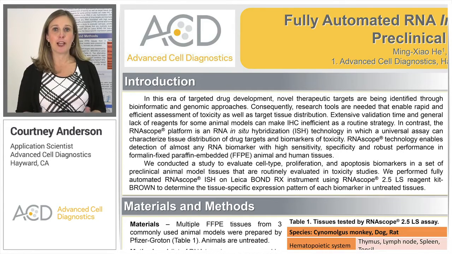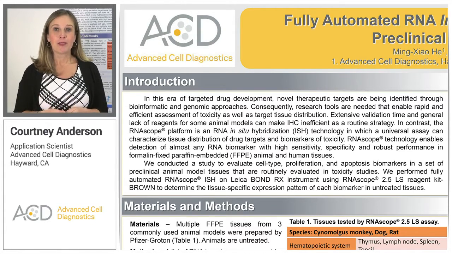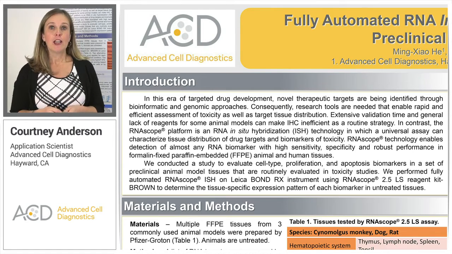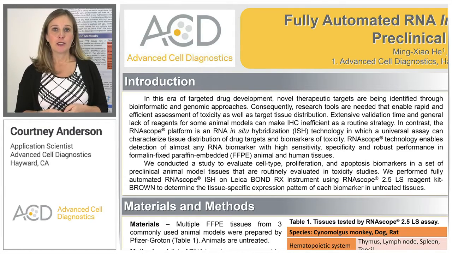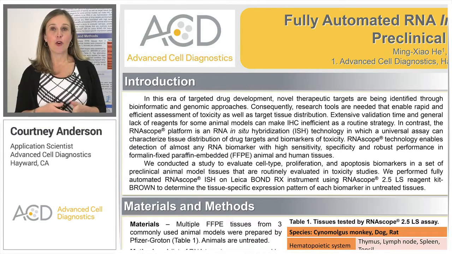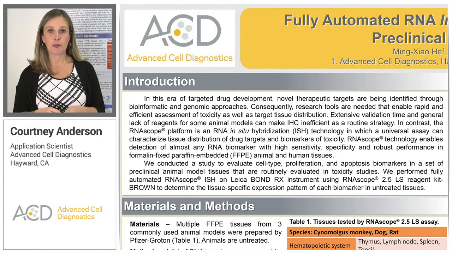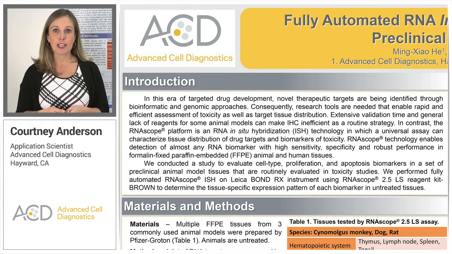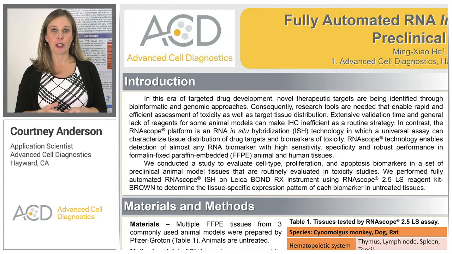And this is because nucleic acid probes can be specific for any biomarker associated with drug toxicity or a mechanism that can be developed and validated rapidly. Now, the RNAscope technology enables detection of almost any RNA biomarker with single molecule detection sensitivity and high specificity in formalin-fixed paraffin-embedded tissues. It provides a universal solution to characterize the tissue distribution of drug targets, biomarkers, in a highly specific and sensitive manner without the need to wait for antibody development or validation.